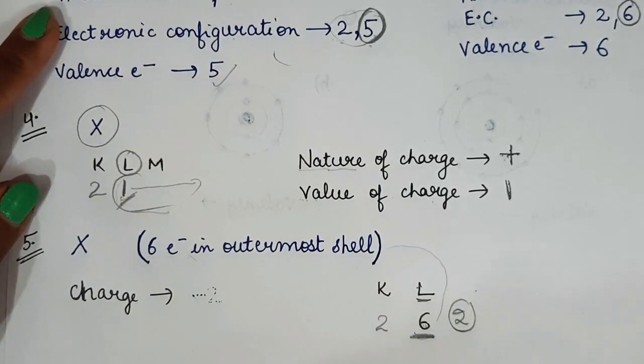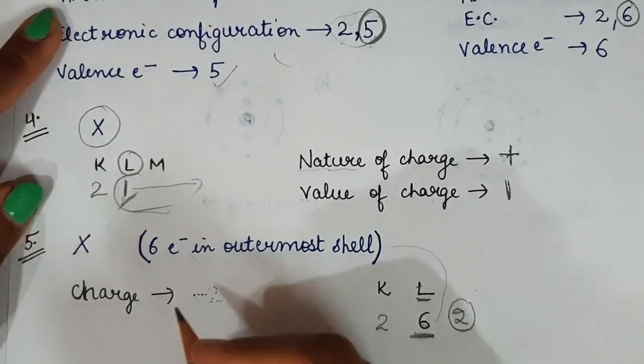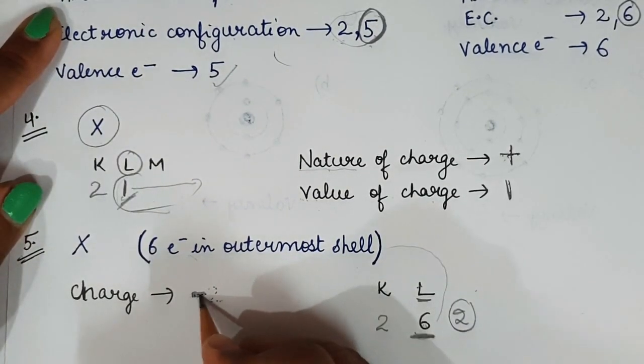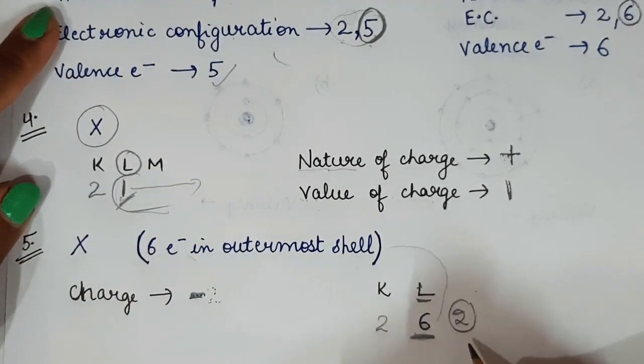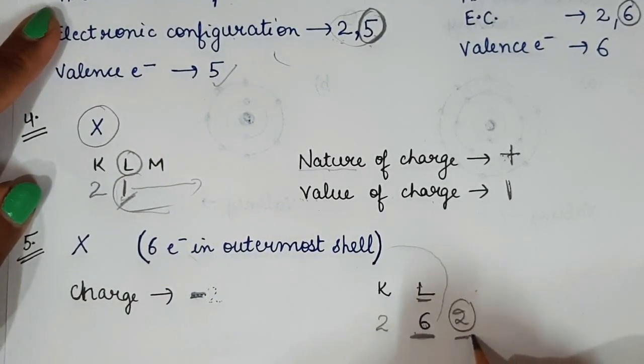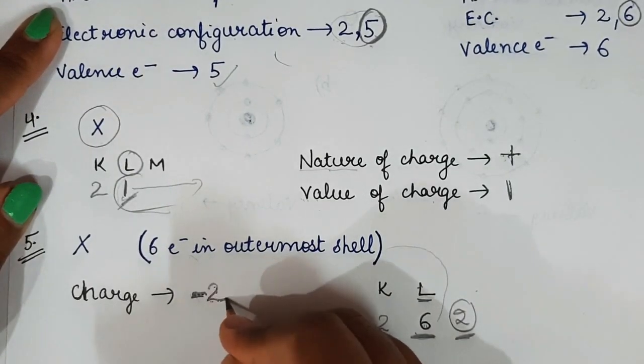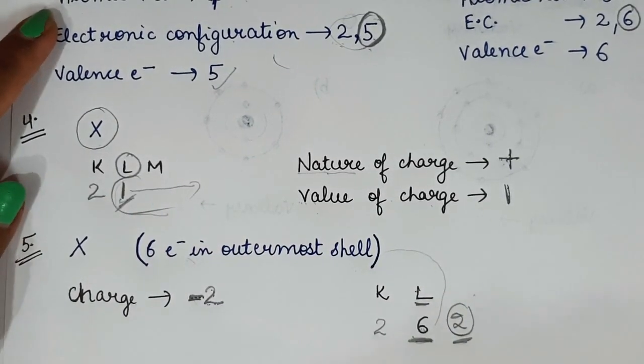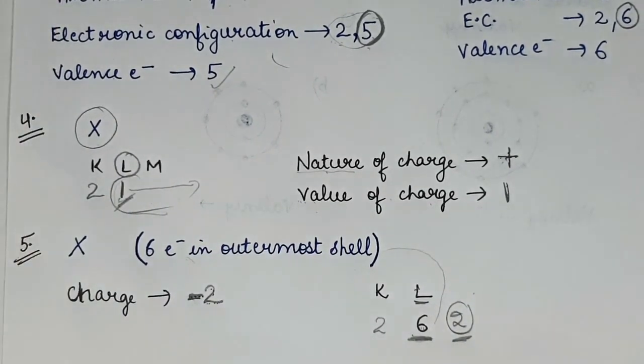Right? So what would be the charge? It is accepting, it is gaining. So the charge will be negative. And how many electrons has it gained? 2 electrons. So minus 2. Clear?